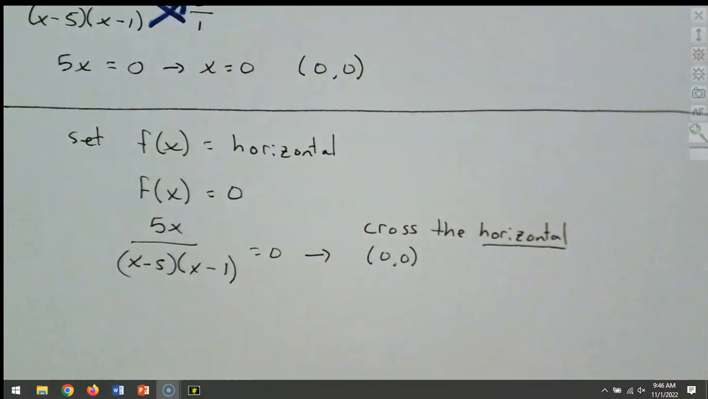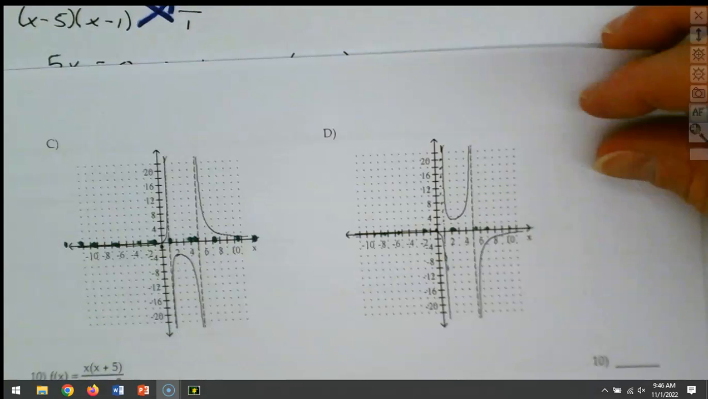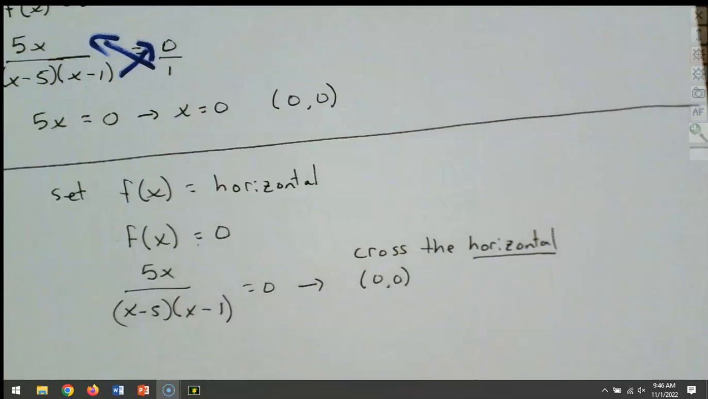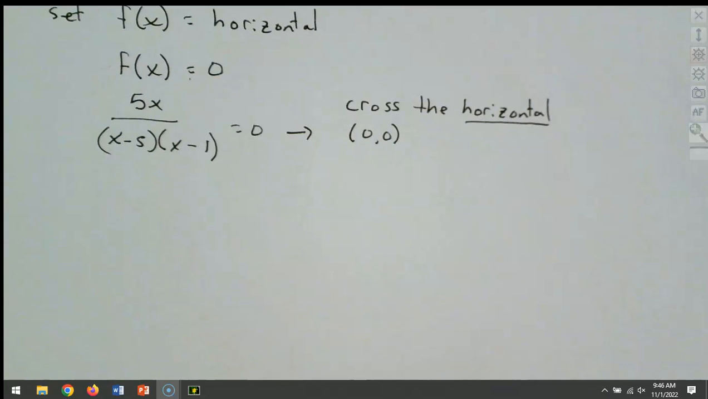And should not cross anywhere else. And it looks like that's the only point at which it does, and they both do that. Right? 0, 0, 0, 0. Okay, so now we're almost finished.